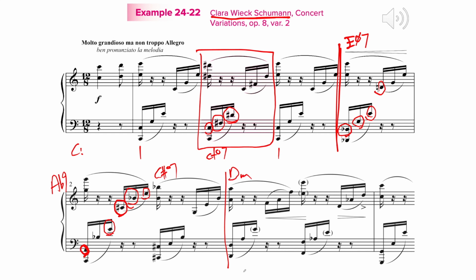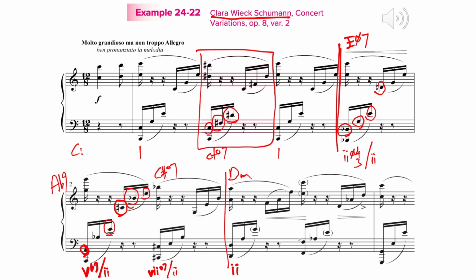D minor is the second degree of C major, and we have a tonicization here. First, we have 2, 4, 3 of 2, and then 5 flat 9 of 2, and here 7 of 2, 7, 7, then 2.